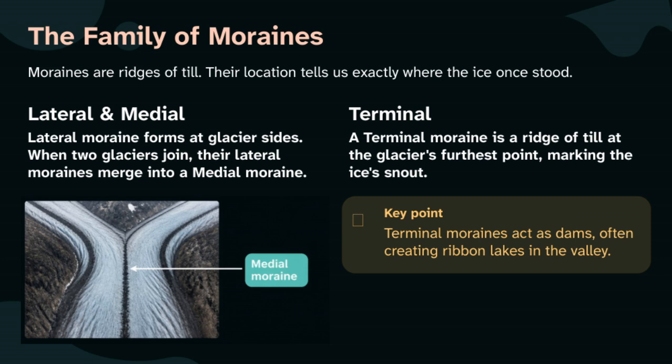Let's ask a question. Which type of moraine would be most useful for identifying the furthest point reached by a glacier? Here's a model answer. A terminal moraine, because it forms at the glacier's snout and marks the maximum advance of the ice.